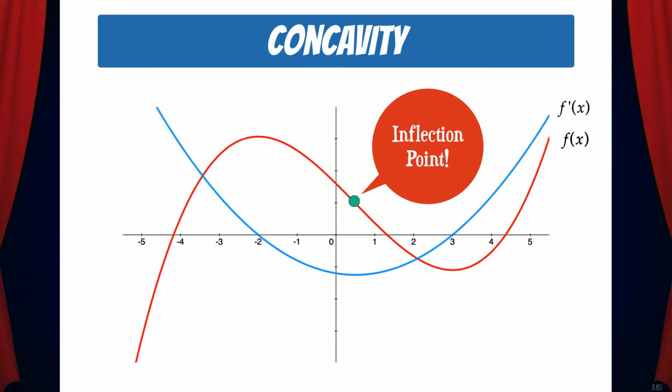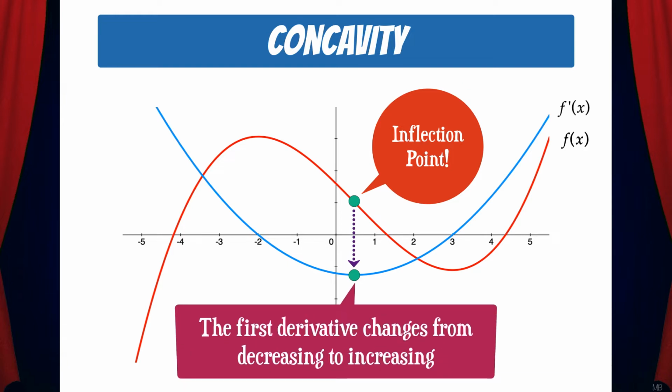The blue graph shown here is the first derivative of the function. Note that in this case, the inflection point corresponds to a local minimum on the first derivative graph. In other words, this is where the first derivative changes from decreasing to increasing. And that's where the slopes of tangent lines on f of x change from decreasing to increasing.